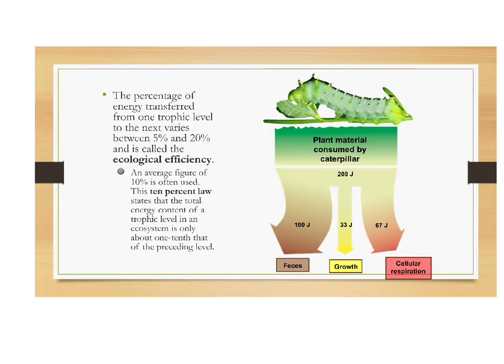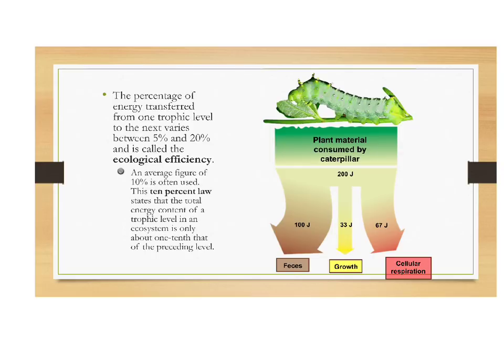So this slide reiterates what I said on the previous slide. The percentage of energy transferred from one trophic level to the next varies between 5 and 20%. And this is referred to as the ecological efficiency. When you were in biology, we usually used an average figure of 10%. We called it the 10% law, or the 10% rule. What that meant was that only about 10% of the energy that was available in one trophic level was passed on to the next.